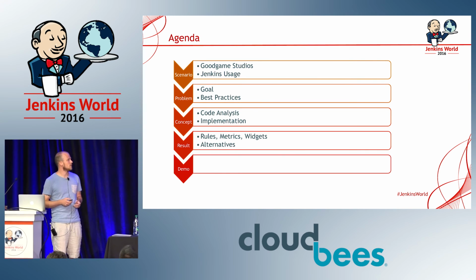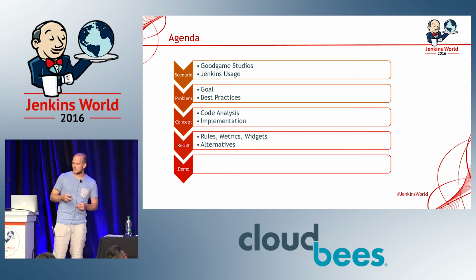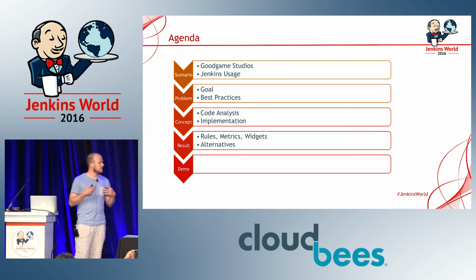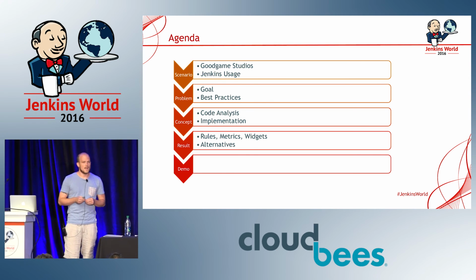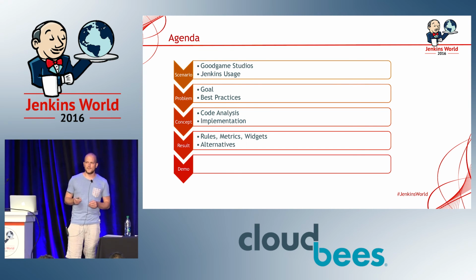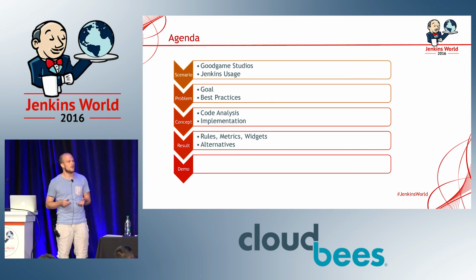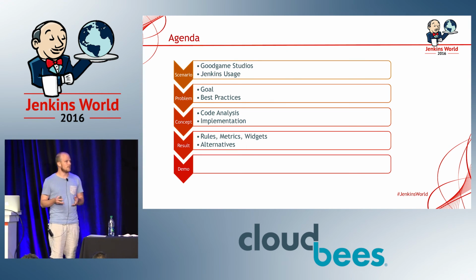The agenda is pretty much straightforward. First of all, I will tell you a little bit about GoodCamp Studios, about how we use Jenkins there. This leads us directly to the problem, to the goal, to the things I wanted to achieve by going this approach. We will shortly define best practices, because best practices are a very general term and they're very context dependent. So we'll talk about some best practices in Jenkins, in pipelines, in job configuration.